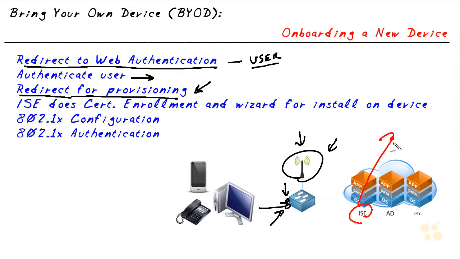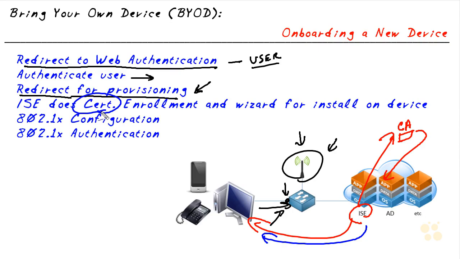And then what the ICE server could do, it could go ahead and enroll with the certificate authority requesting an identity certificate on behalf of the PC or whatever that computing device is. So the CA issues a digital certificate, and the ICE server can go ahead and push down to this client the digital certificate for the client, as well as a wizard that's going to assist the user in deploying that digital certificate on that device. There's also an additional wizard for the 802.1x configuration on this device.